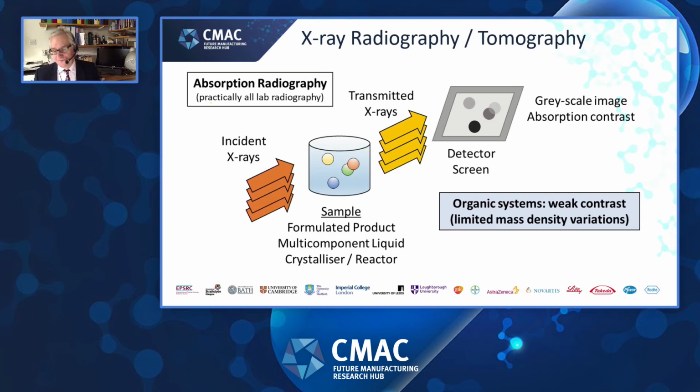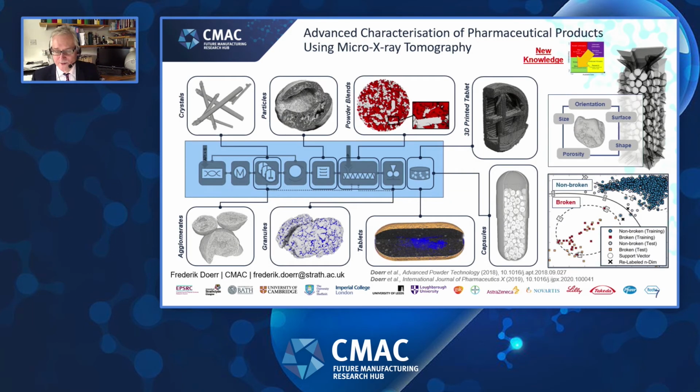So we're dealing with the fact that in organic systems you often get poor contrast, because the elemental composition and the mass density variations between different organic materials are quite low, and as a result you get limited absorption contrast, which doesn't mean it's not useful at all. There's a lot of very useful micro-X-ray tomography work going on, for example, with the instrument at the University of Strathclyde.